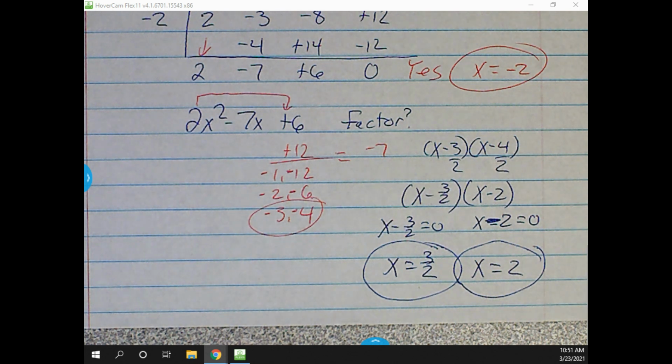All right, one last problem, and I'm going to show you this one because it's got a little bit of a twist to it.